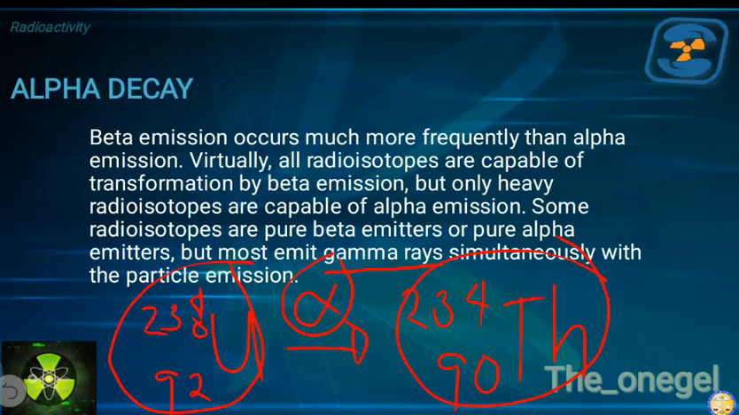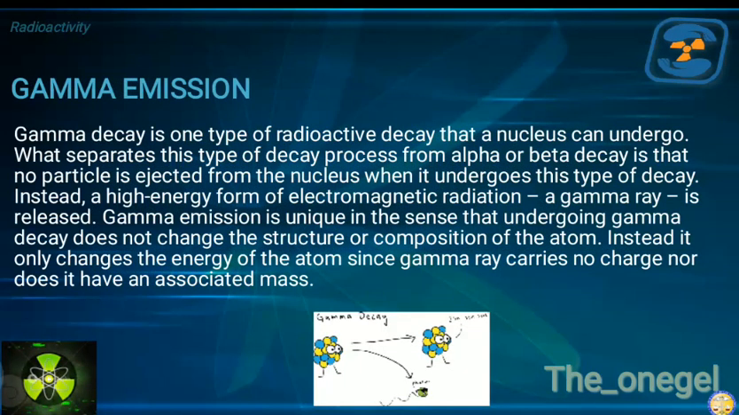Okay, so I assume nakuha nyo na yung beta emission at saka yung alpha emission. So let's proceed with gamma emission. So gamma is one type of radioactive decay that a nucleus can undergo. What separates this type of decay process from alpha or beta decay is that no particle is ejected from the nucleus when it undergoes this type of decay.